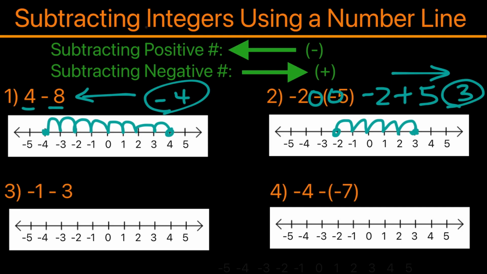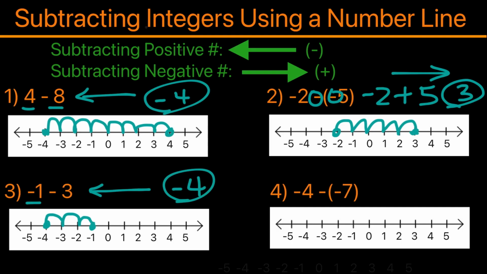Now for the third example, we have -1 minus 3. Now this is subtracting a positive number, so we'll be going toward left. And starting point is -1. And we'll go 3 spaces to the left. So that's 1, 2, 3. And the answer is -4.